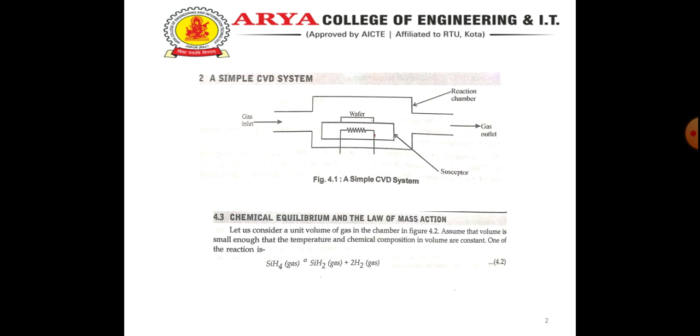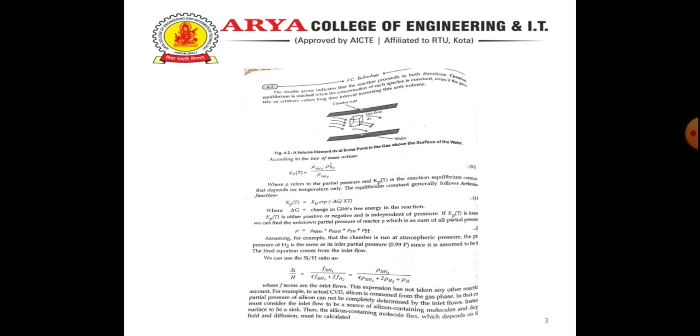Now our next topic is chemical equilibrium and the law of mass action. Let us consider a unit volume of gas in the chamber. Assume that the volume is small enough that the temperature and chemical composition in the volume are constant. One of the reactions is given in this slide. The double arrow indicates that the reaction proceeds in both directions.